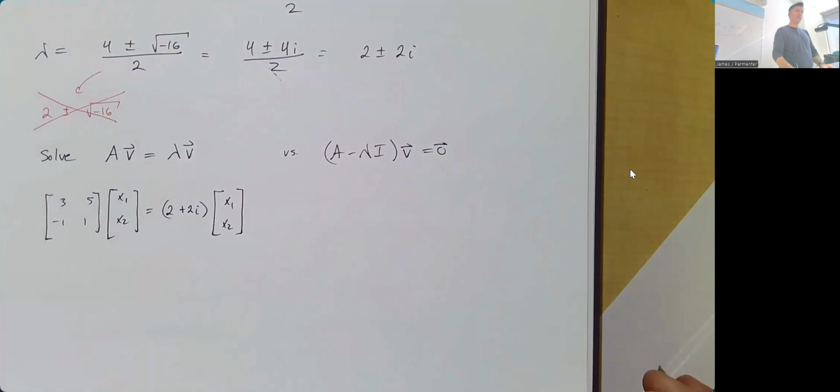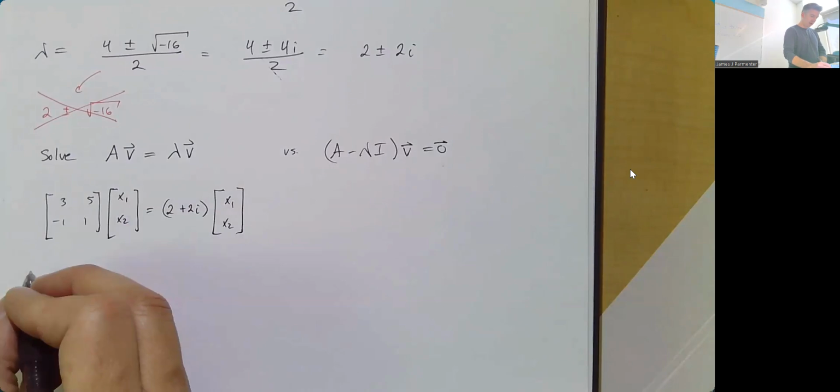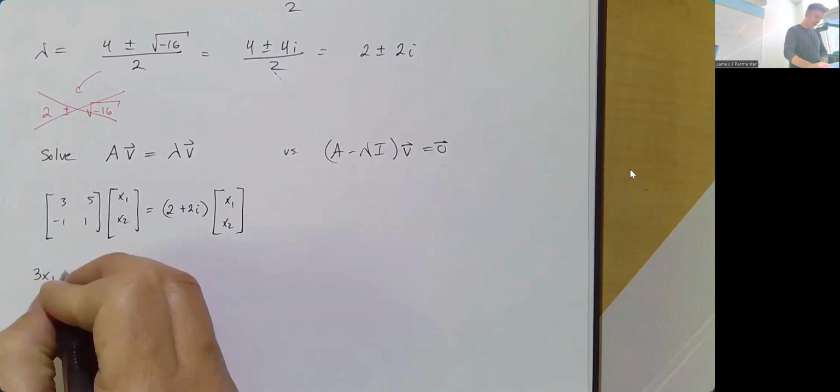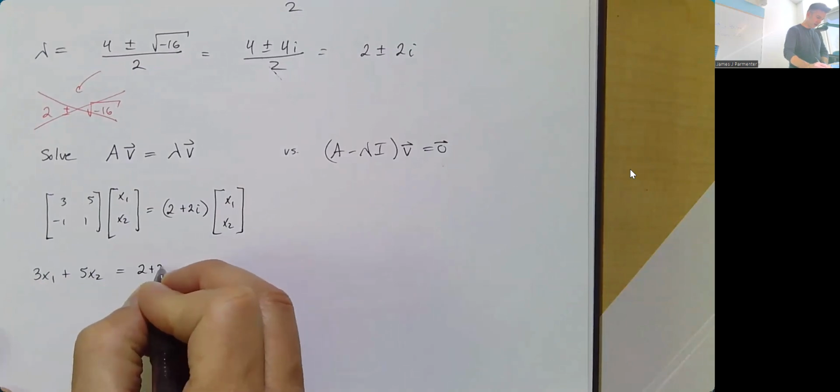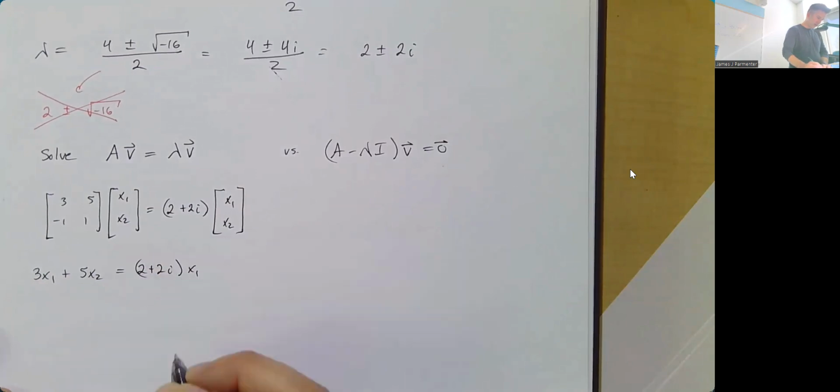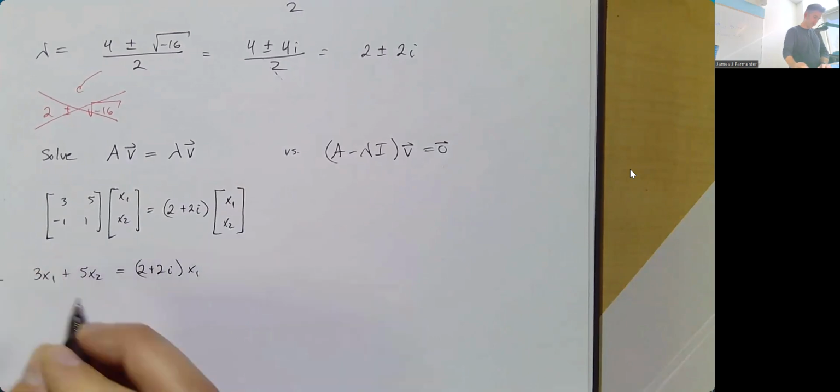Let's use the first row. The first row seems worse, James, but fine. So we're gonna use the first row. We're gonna get 3x1 plus 5x2 equal to 2 plus 2i times x1. That's your first row equation.